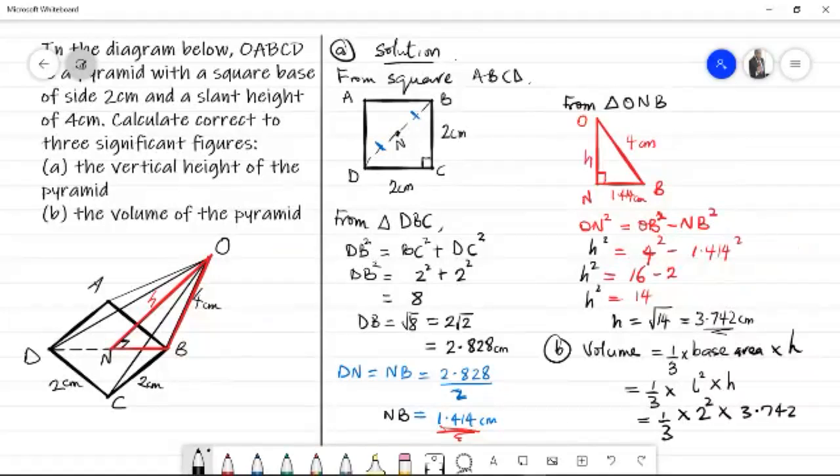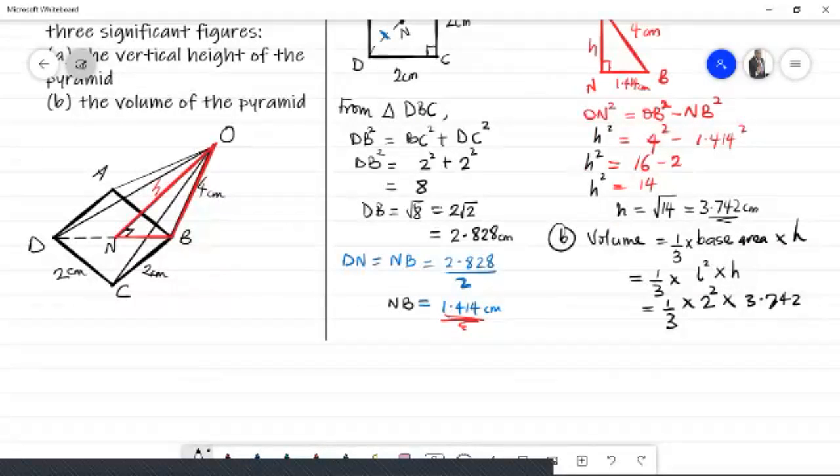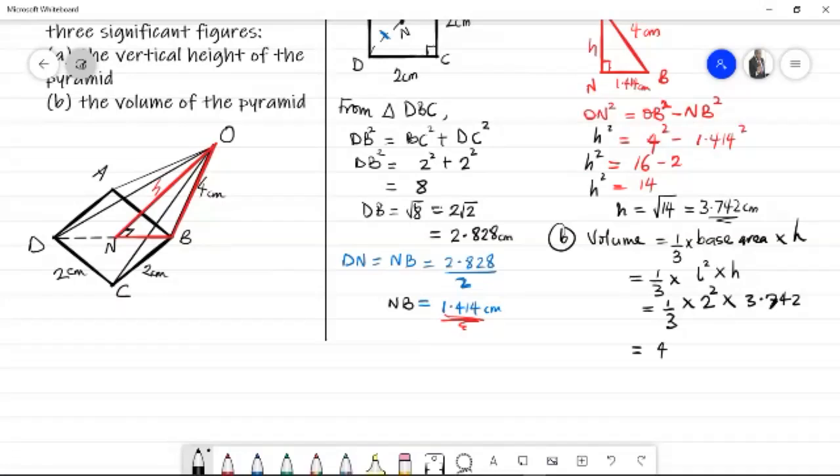When we do all that calculation, the final answer should give us 4.988 centimeters cubed as the volume. The question said to 3 significant figures, so that is 4.99 centimeters cubed as the final answer to 3 significant figures. And that is how this is solved. That's the correct answer. I believe you understand this very quickly.